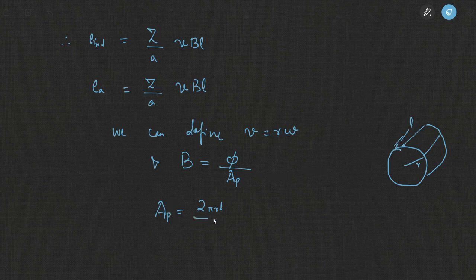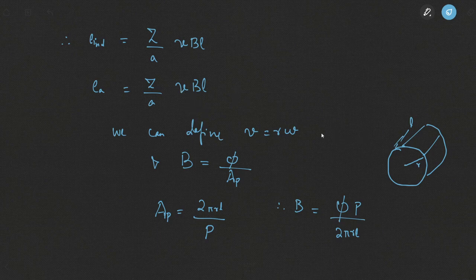Since this is a cylindrical structure, 2 pi RL is the total area, but we are talking about the area under one pole, so it is 2 pi RL divided by P. If P were equal to 2, the area would be pi RL, as we have seen earlier. But if P is equal to 4, the area under the pole will be 2 pi RL divided by 4. Therefore B is equal to phi divided by 2 pi RL divided by P, so phi P divided by 2 pi RL will be B.